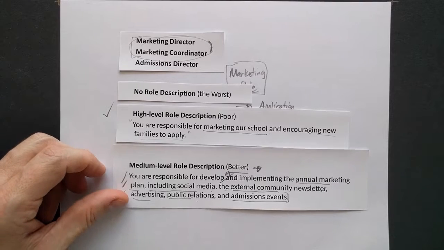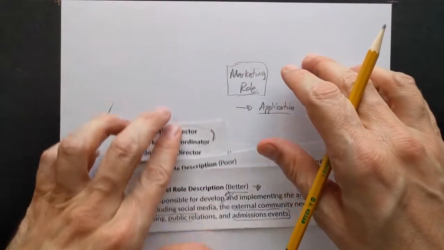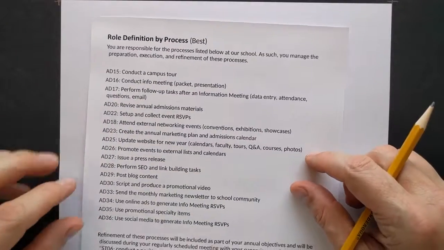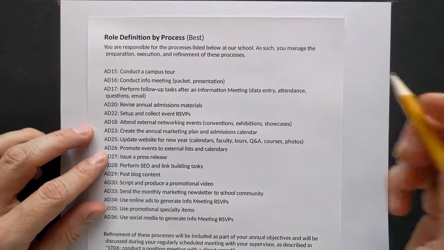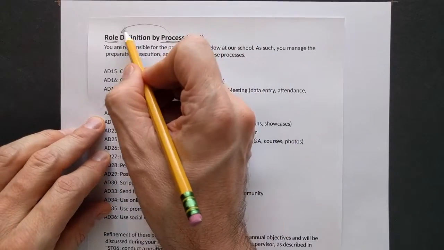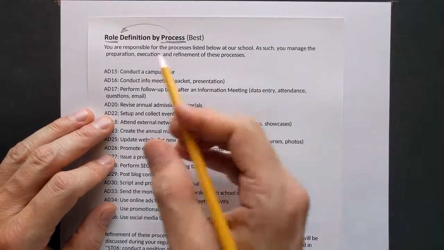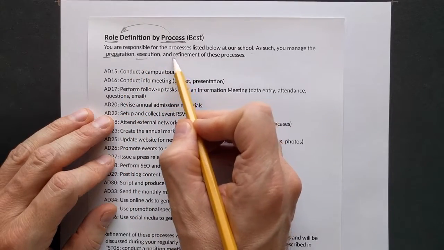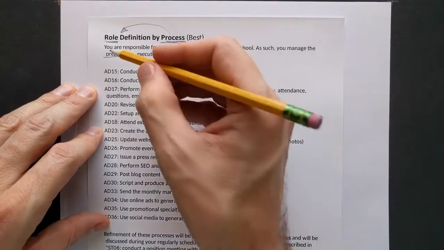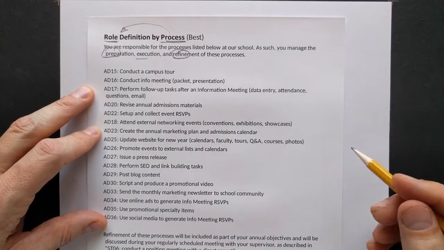Let's look at an example of a really solid process-based description. So I'll get rid of these and we'll introduce this. This is the best way to define a role within the organization, and that is by the processes that this role will be responsible for. So you're responsible for the processes listed below at our school. As such, you manage the preparation, execution, and refinement of these processes. So that will be important, that not only are you doing these things, are you preparing to do them, then doing them, but you're also responsible for refining them and making sure that we're improving them on a continuous basis.